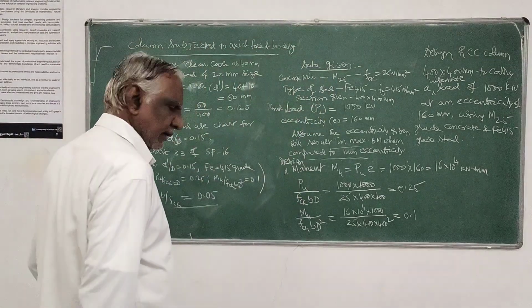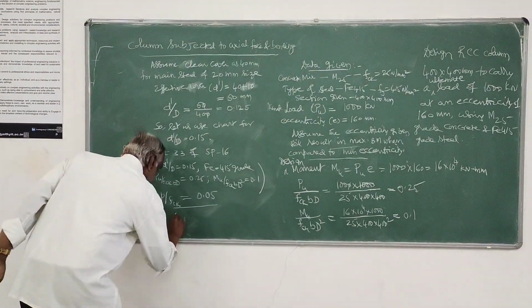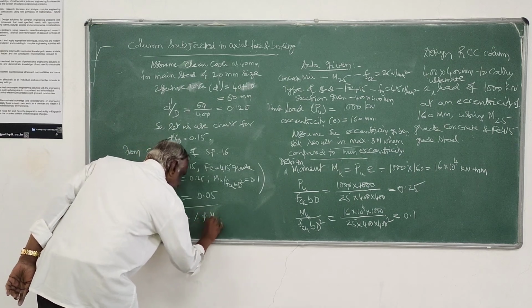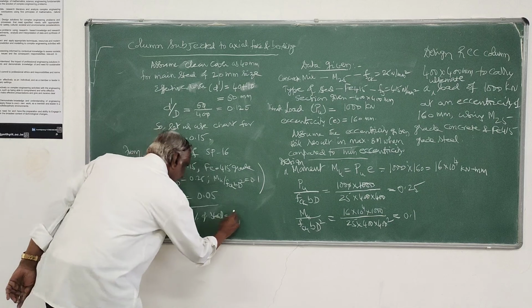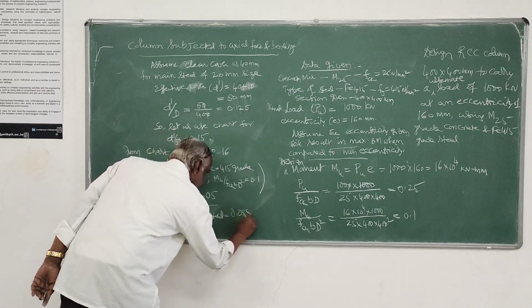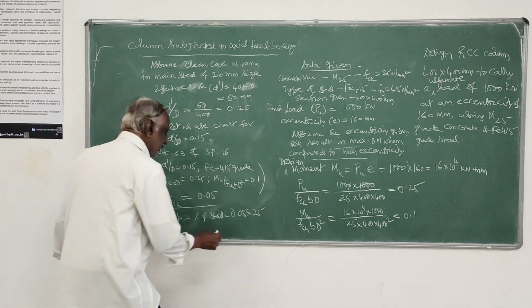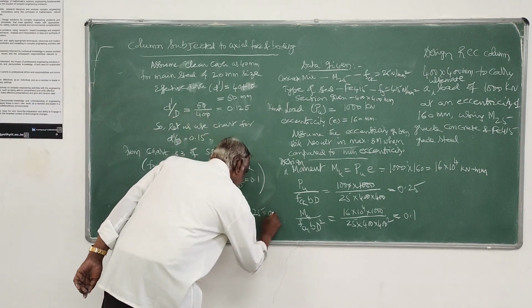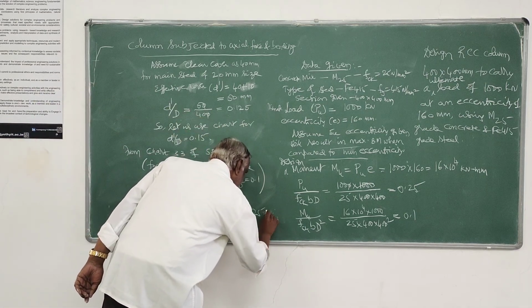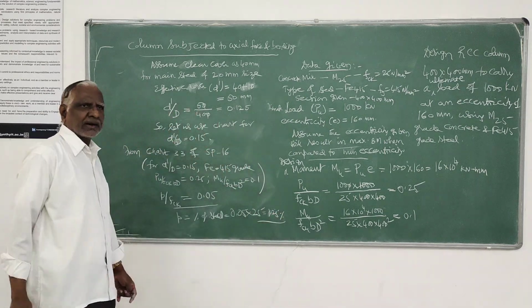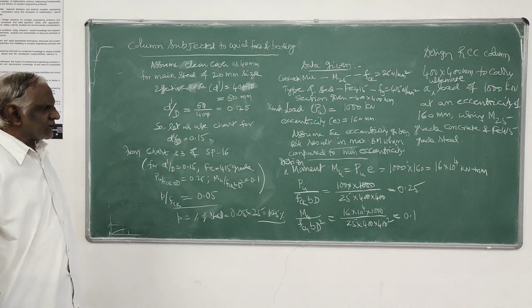Having known P, you can find out P, that is percentage of steel. Percentage of steel, that is 0.05. FCK is 25. 25 into 0.05 is 1.25%. So you can provide 1.25% steel.